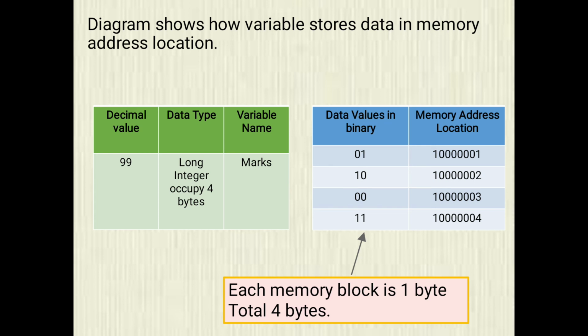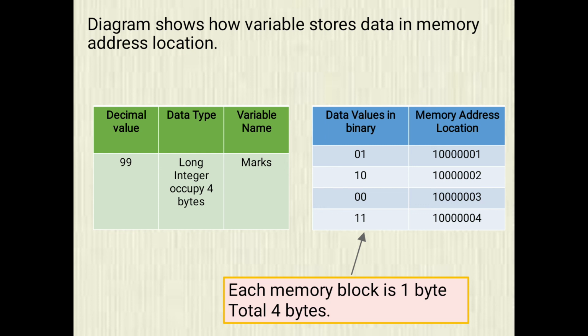In binary format, 99 will be 01100011, that is 8 bits or 1 byte. So 99 is an integer value, so it comes under the category of data type. Here a long integer occupies 4 bytes of memory. That means 99 will occupy 4 bytes in terms of the memory address location when it is stored in memory, converted into binary.